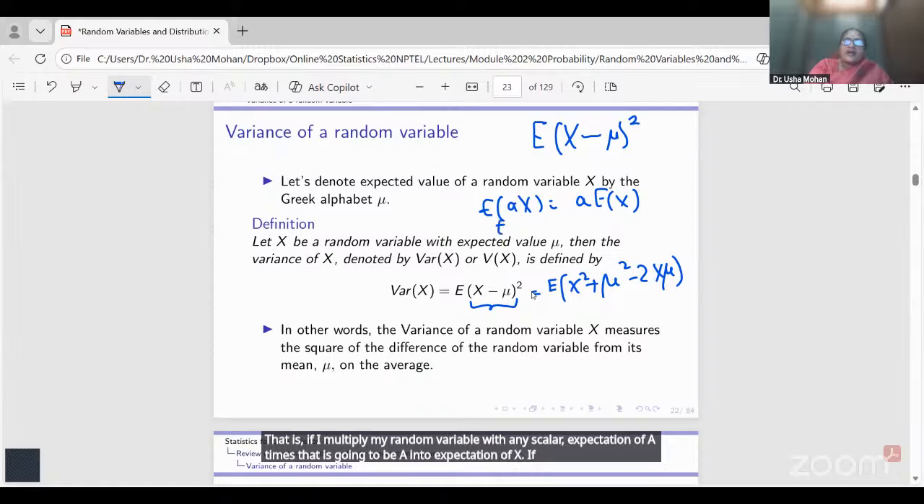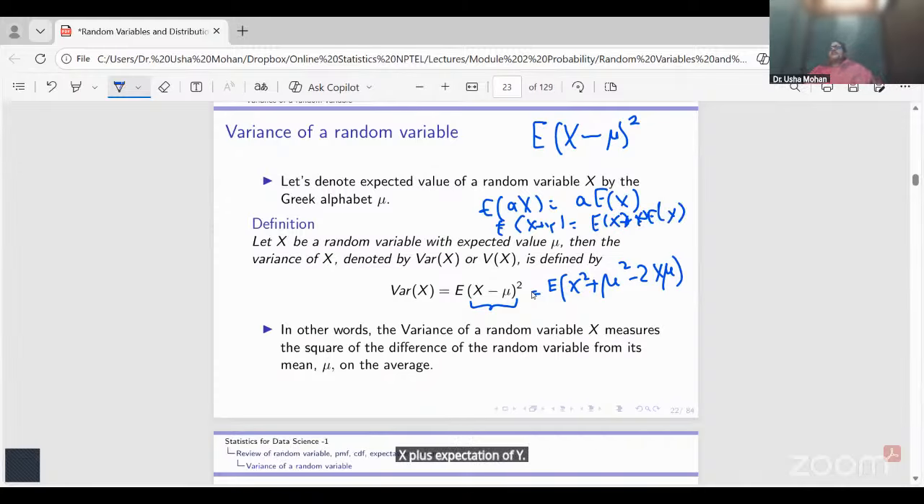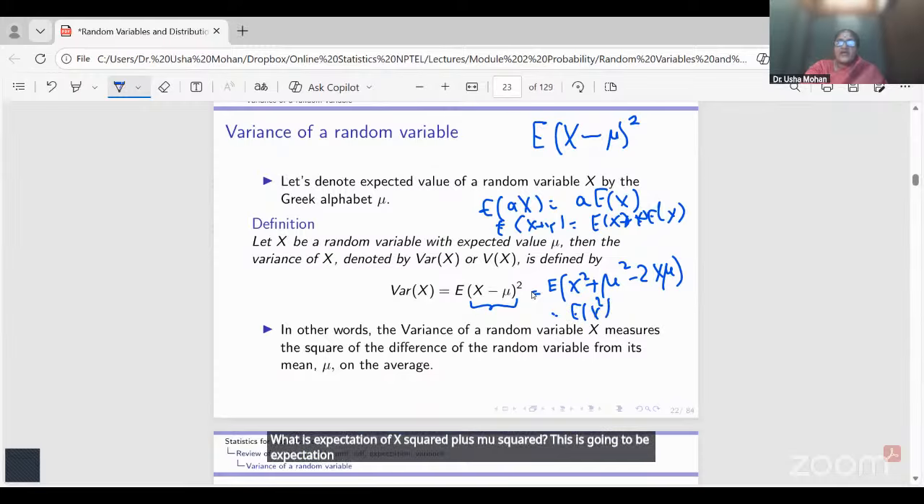If X and Y are random variables, expectation of x plus y is expectation of x plus expectation of y. That is, expectation of sum is sum of expectation. Okay, let's apply these two properties. What is expectation of x square plus mu square? This is going to be expectation of x square. Expectation of a constant is going to remain a constant. Minus 2x mu is going to be minus 2 times expectation of x and mu.